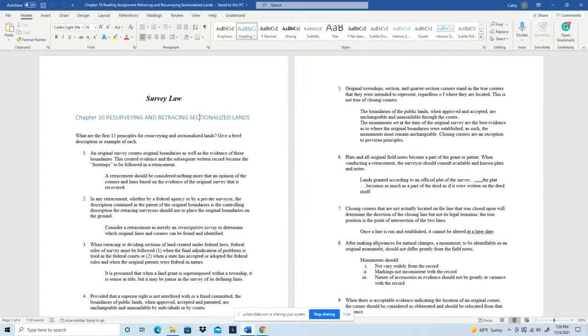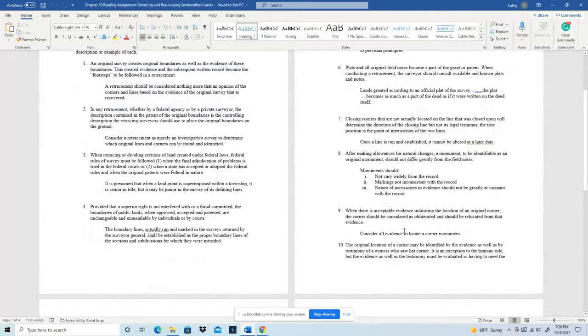So it says the boundaries of public lands, where approved and accepted, are unchangeable and unassignable by the courts. The monuments set at the time of the original survey are the best evidence as to where the original boundaries are established. As such, the monuments must remain unchangeable. Closing corners are an exception to a previous principle. So that's our Principle 6.